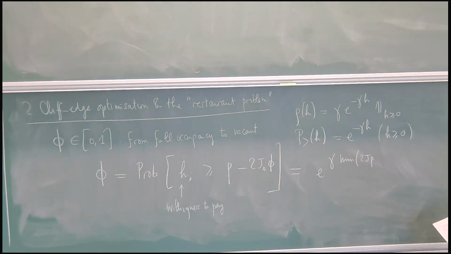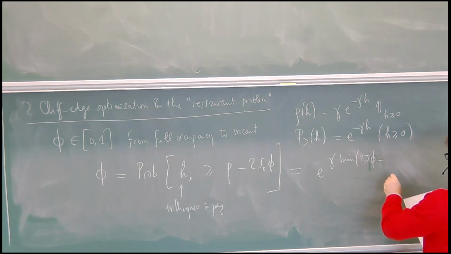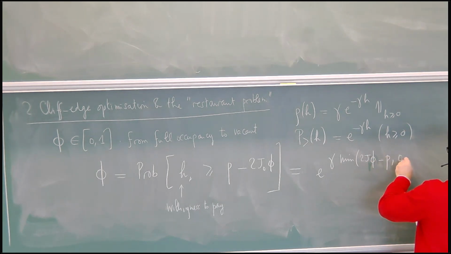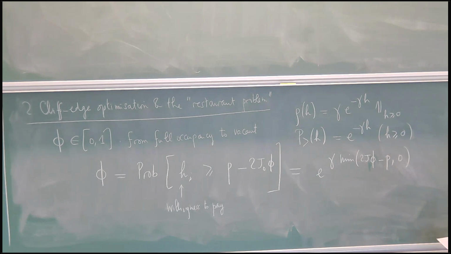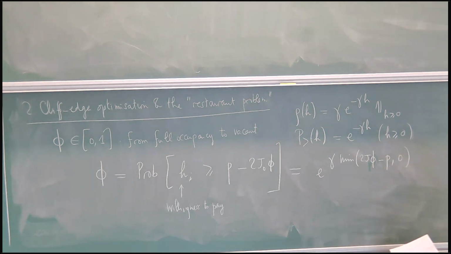2J phi minus P and 0. Okay. So that's just injecting this shape into this equation. And now I want to see what this means in terms of the solution.